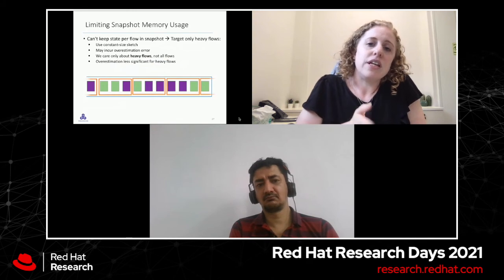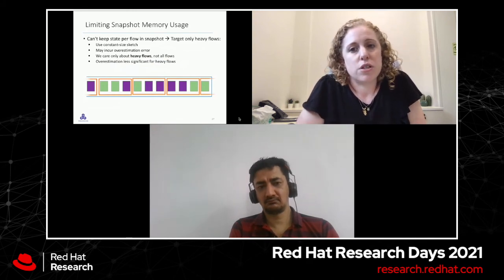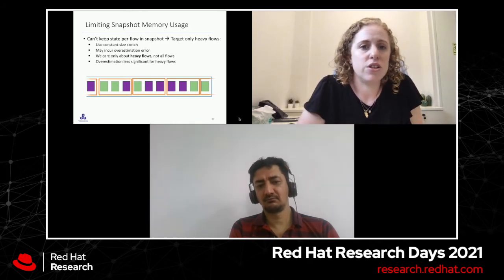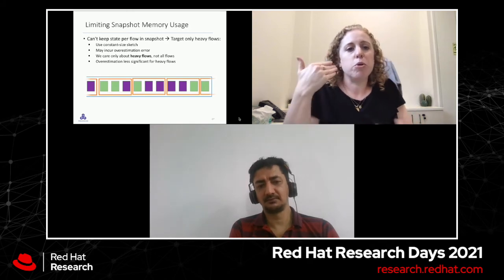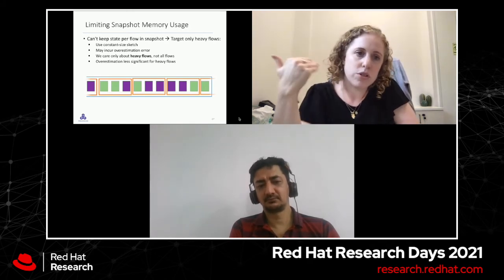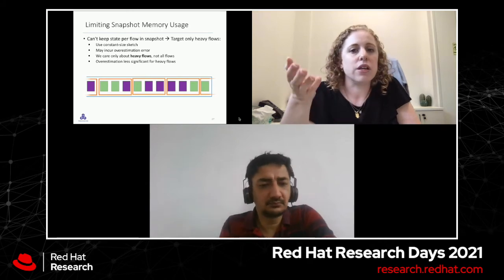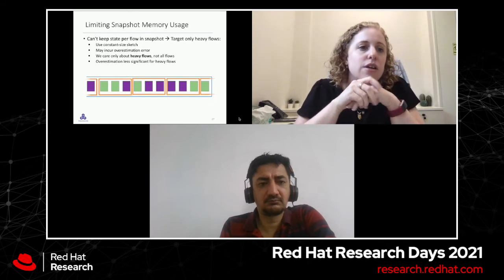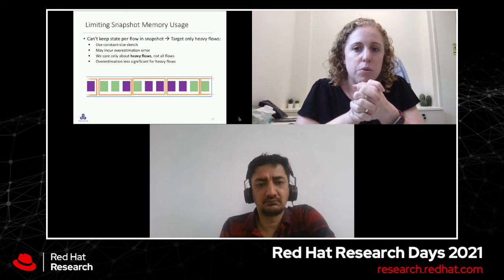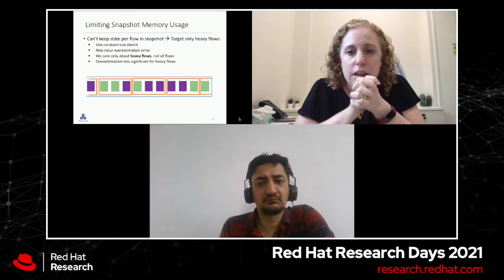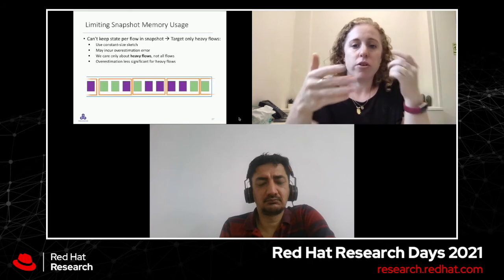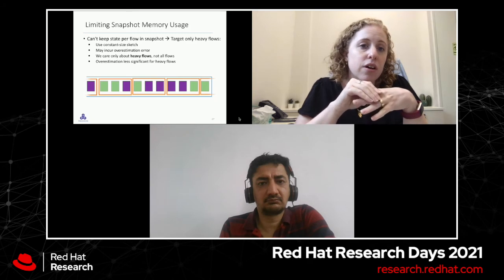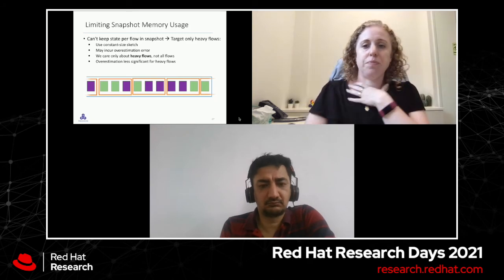One more thing is that even if we're using snapshots, we actually don't have enough memory to keep an exact counter of each flow in each snapshot. But that's okay, because remember, we only care about the heavy flows, that are the ones causing the buildup. So instead of using exact counters and keeping state per flow, we're going to be using something called sketches. These are sublinear data structures that can approximate the count of the heavy flows. And these sketches do have some error. They could have some overestimation, but it will not be significant for these heavy flows.